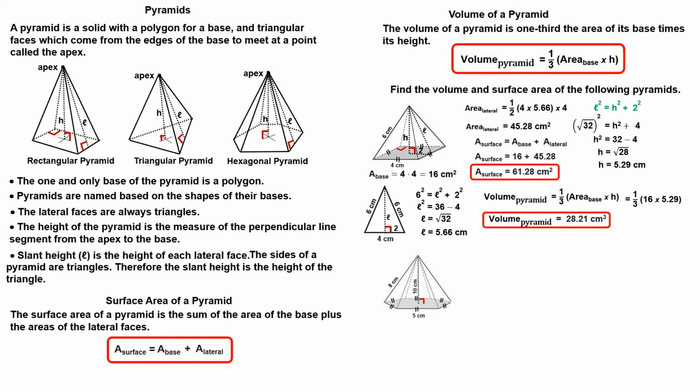This is a hexagonal pyramid, and the area of the base is given by the formula for the area of a regular hexagon. Change A by 5 centimeters. To find the area of the lateral faces, we can see that the hexagonal pyramid has 6 faces, all isosceles triangles. So it's only necessary to find the area of one lateral face and multiply it by 6.